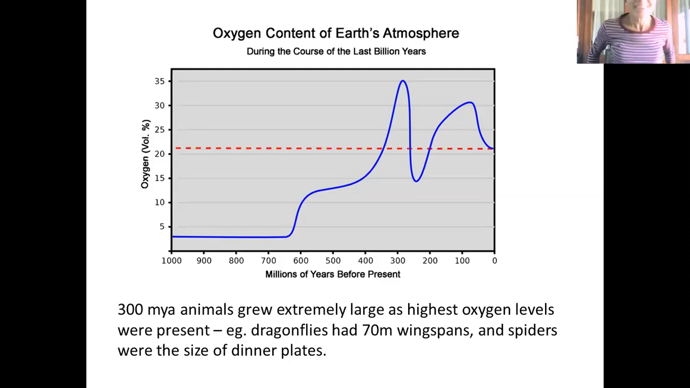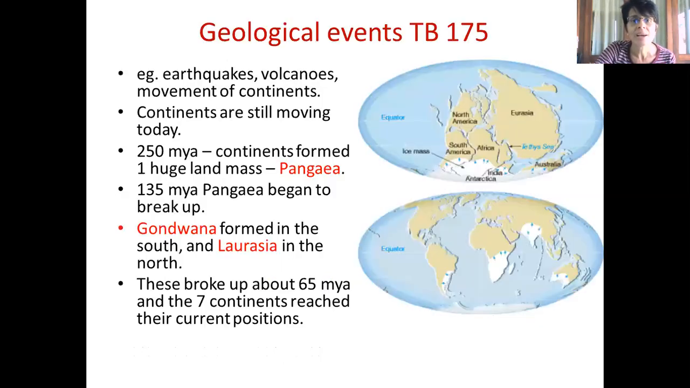Okay, I'm back. All right, so you can see over here that at one stage the Earth's atmosphere was 35% oxygen. That was round about, if you read that, about 300 million years ago, and they found fossils of dragonflies that had 70-meter wingspans and spiders that were the size of dinner plates, because if there's more oxygen, you can grow faster. Metabolism is higher. All right, so that's a little bit about changes in oxygen levels.